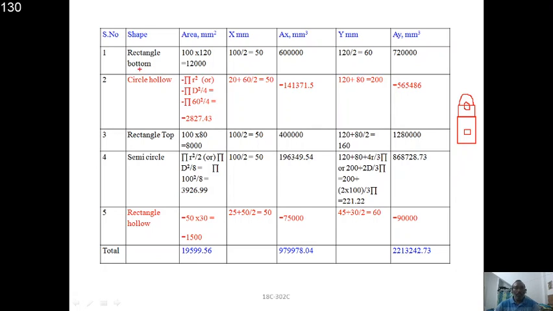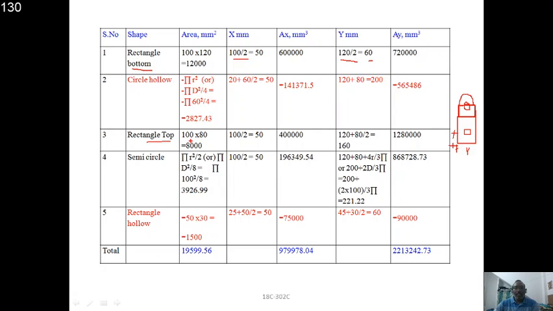Now this is the bottom rectangle, right? This bottom rectangle area is 100 by 120. So its x distance from this point is 100 by 2, and for the y, from this point it is 120 by 2. And for the circular hollow section, we will do this after the rectangular top. So this is the rectangular top, the second, this is the top one.